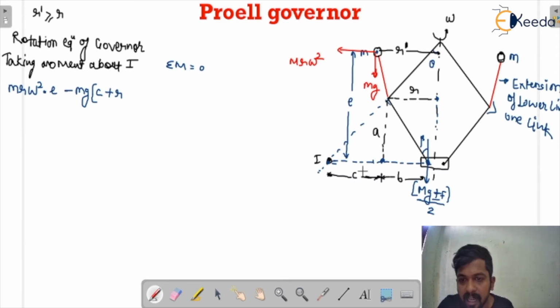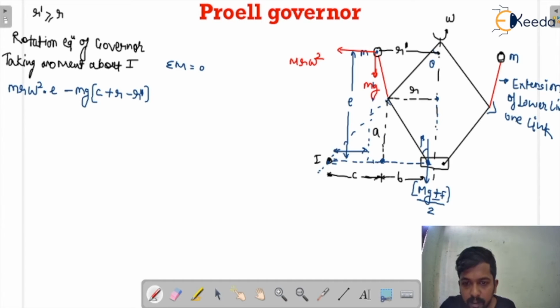Then we get the remaining distance of the mg rotation, that is r plus c minus r dash. Again I am explaining: we have to take the perpendicular distance from the line of action of mg to the instantaneous center, so it would be this. Okay, but this is not c, because c is from here to here.